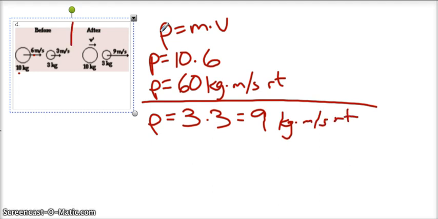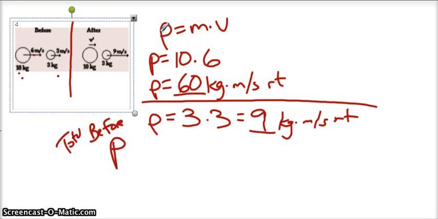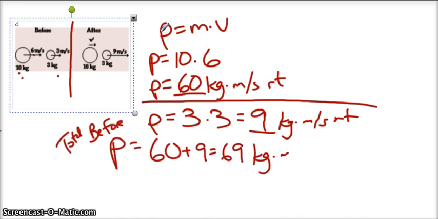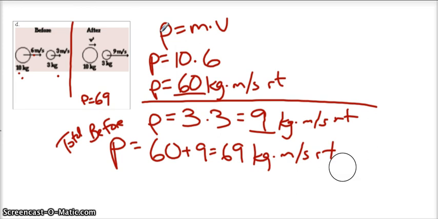These are both for the before part, so these are the two momentums right here. So you add these two together. Your total momentum before equals 60 plus 9, which is 69 kilograms times meters per second to the right. Okay? So that is your total momentum for before. That is going to be equal to your total momentum here. So you know that P total is going to be 69 over here. Okay, so just to make things a little easier, I'm going to get rid of this original stuff.